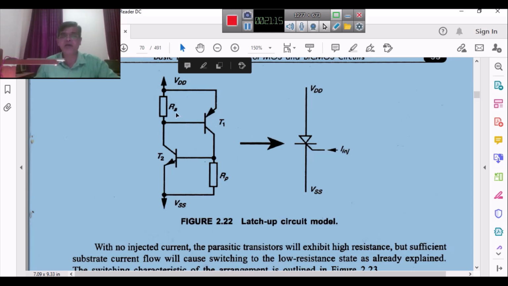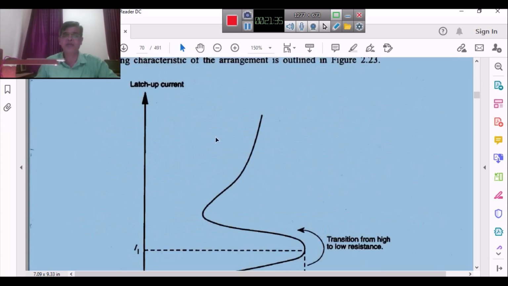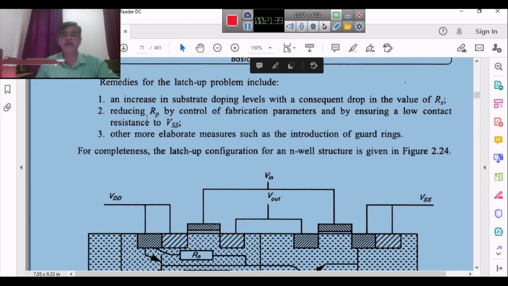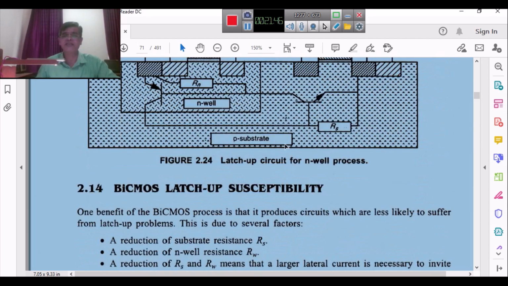I repeat, by reducing Rs and RP, though the glitch current flows due to the glitches and radiations, the voltage developed across Rs or RP is much smaller than the cut-in voltage of the transistors. Hence, the transistor will not conduct, and latchup is avoided. That is one of the solutions being shown here, by controlling RP in the fabrication parameters, and low contact resistance, etc. So like this we can reduce it.